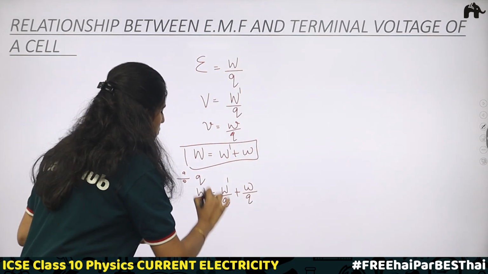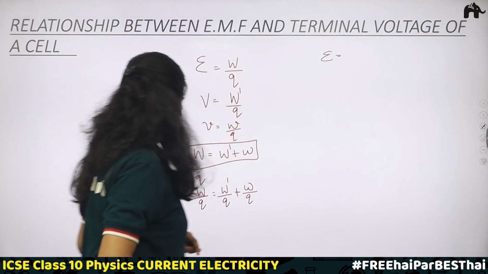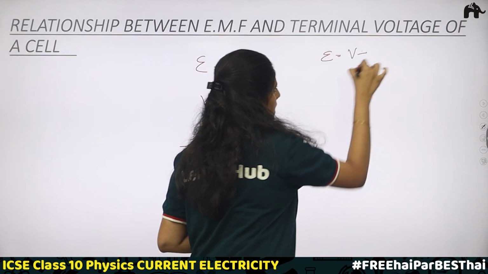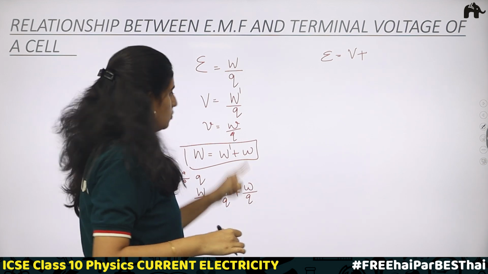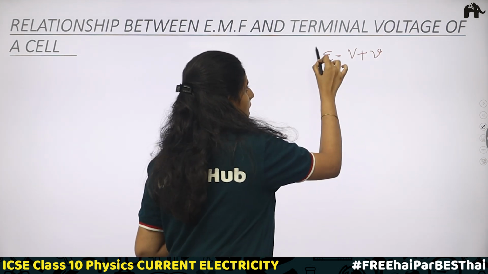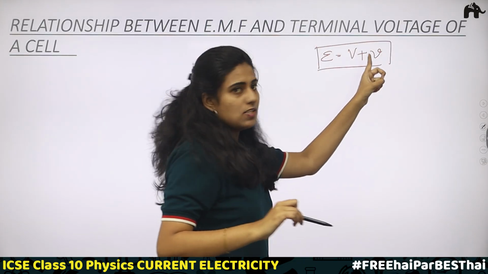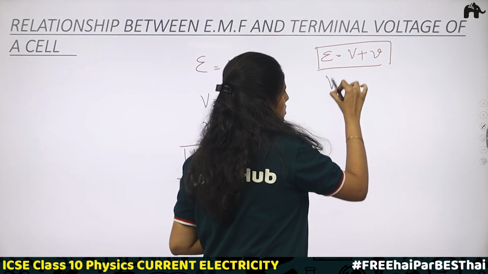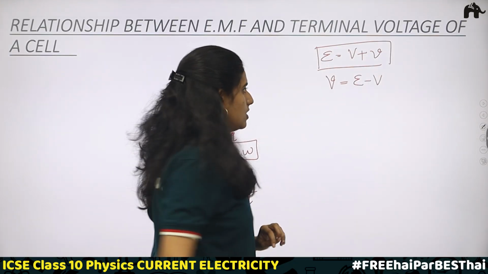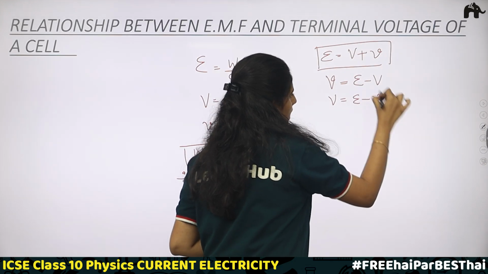W by Q is the EMF. W dash by Q is the terminal voltage, plus small w by Q, which is the voltage drop. So this is the relation: EMF is always equal to terminal voltage plus the voltage drop. If you need to find the voltage drop, then the voltage drop is EMF minus terminal voltage, or the terminal voltage is equal to EMF minus voltage drop.